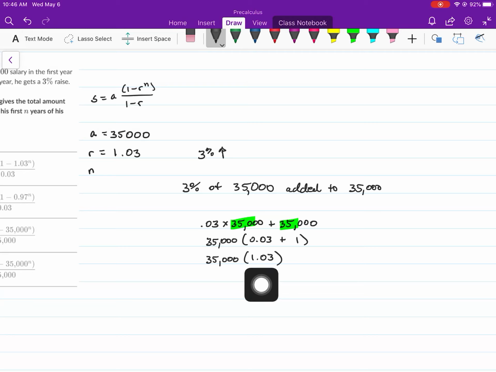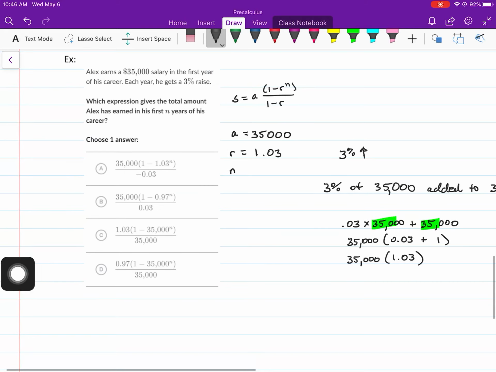So multiplying by 1.03 is basically what we want to keep doing. Because the new salary, whatever it is, when we want to add 3% of that to it, we'd once again multiply by 1.03. So anyways, just putting this into the formula, we want to find a formula that represents this.